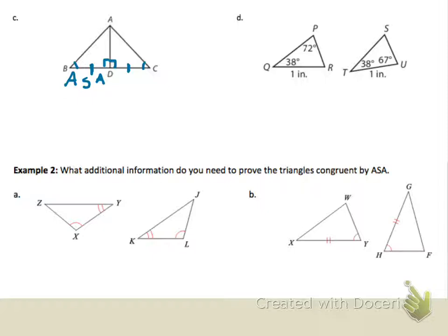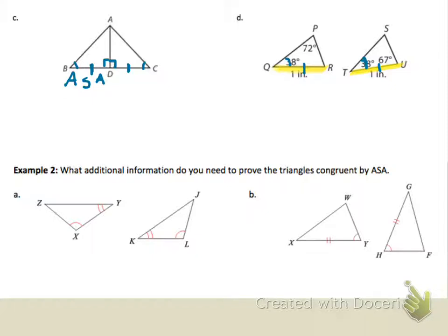So in example D, I see that there are some measurements again, and there's a side here that's marked 1 inch and a side here that's marked 1 inch. So I know that those sides are congruent. That's a start. There's not a rule about what you have to start with. I just saw those, so I'm going to mark those. I see there's a 38-degree angle here, and a 38-degree angle here. Then I've got a 72-degree angle listed in the first triangle, and a 67-degree angle listed in the other. Now that 67-degree angle is not in the same position, or the corresponding angle, to the one that's 72.